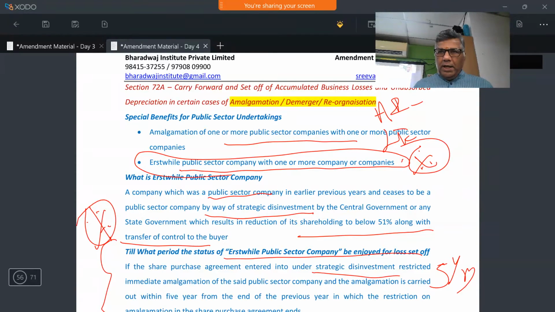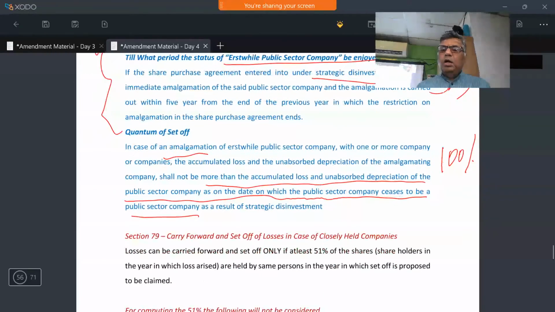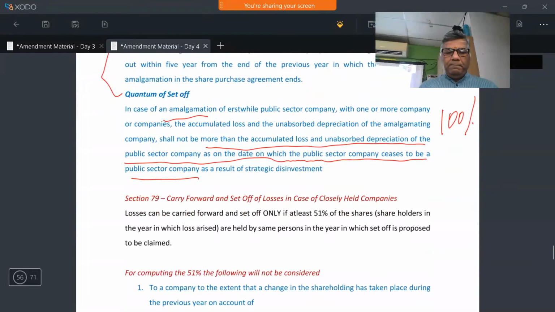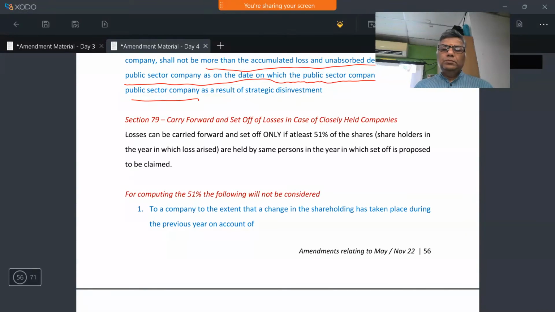Third, in the case of two, that is strategic disinvestment, loss and depreciation of the amalgamating company till the date it remains to be a public sector company shall be carried forward by the transferee company. Okay, we'll write the fourth point also.